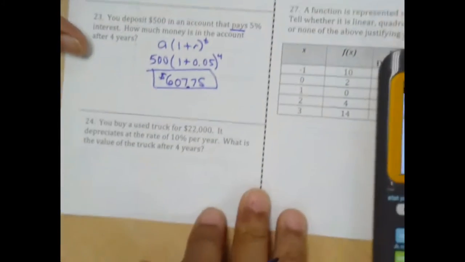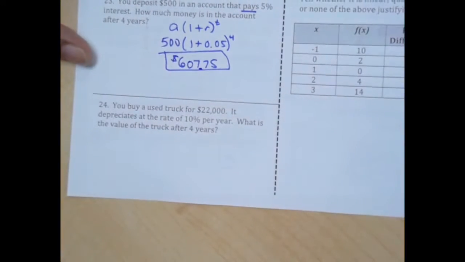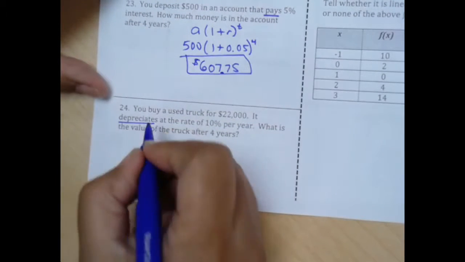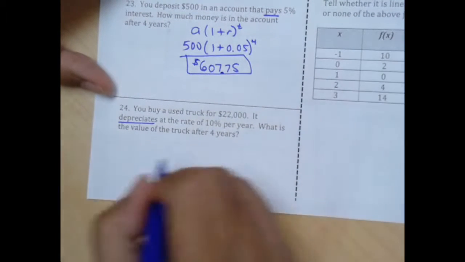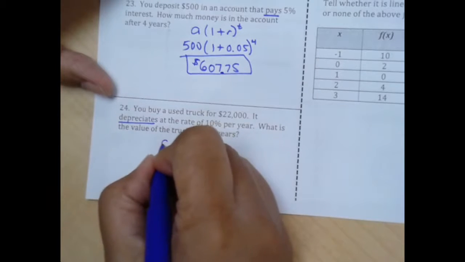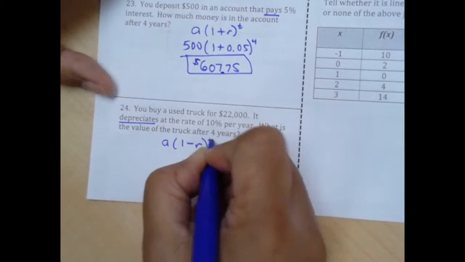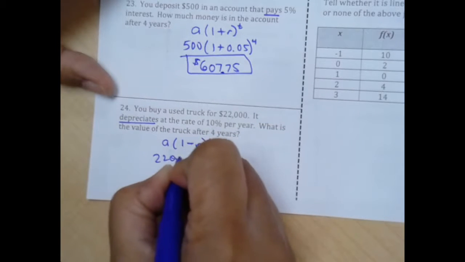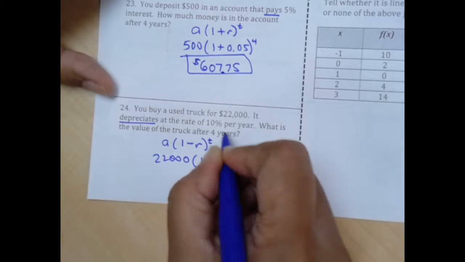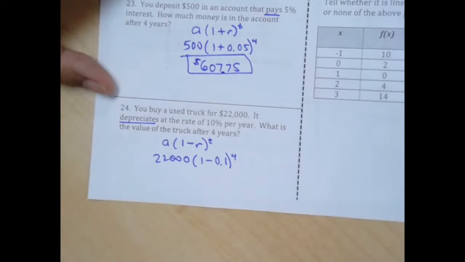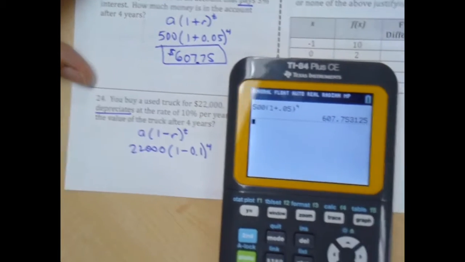Okay, the next one says that you have a truck that you bought for $22,000. It depreciates. So the word depreciate means it goes down in value at a rate of 10% per year. What's the value of the truck after 4 years? So this time it's an a times 1 minus r because it's going down in value. So 22,000 is what it starts off with. 1 minus, change 10% to a decimal, is 0.1 raised to the 4th power. And again, you're going to have to put that in a calculator to get that answer.